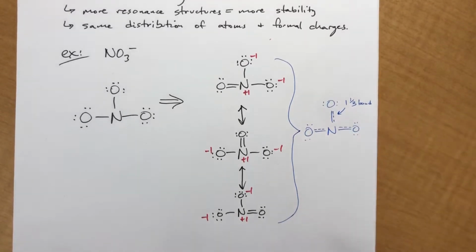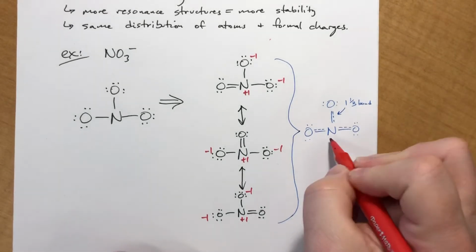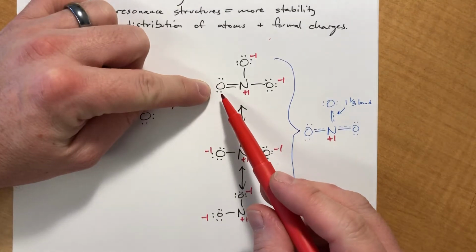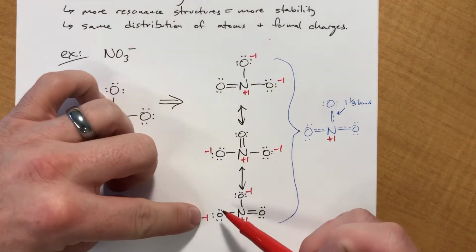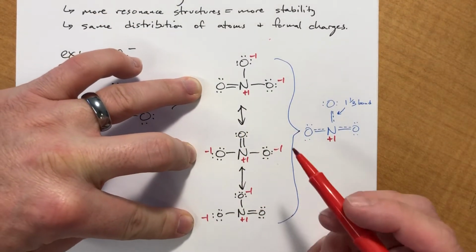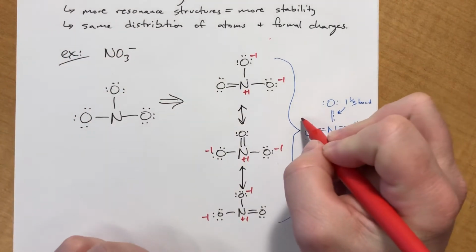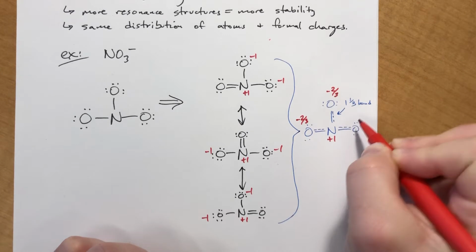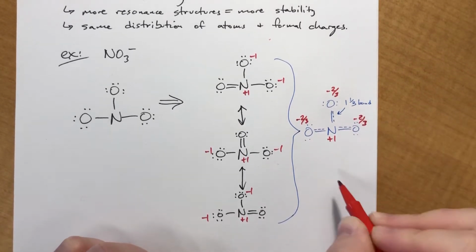So it's not a single bond, it's not a double bond, it's like 1 1/3 bonds. And the charges, this is +1 all the time, but if we look at, say, the left oxygen, here it's 0, here it's -1, here it's -1. So 2 out of the 3 times it's -1. So this technically has a -2/3 charge.